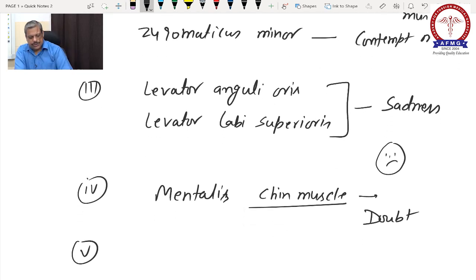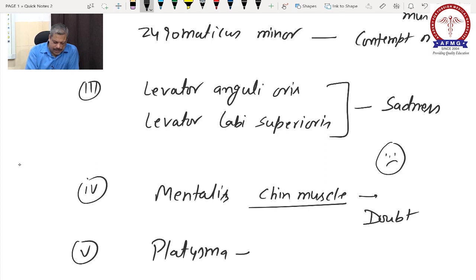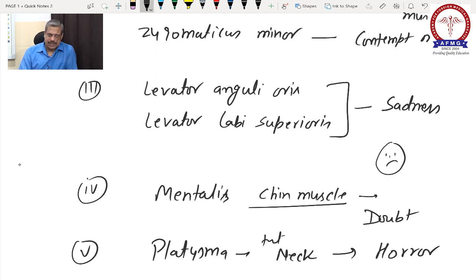And then the next is the platysma muscle. The platysma is the neck muscle present in the neck region. It is inserted over the mandible. Clear? So it is present in the face also, but the main part of this muscle is present in the neck, and it gives an emotional expression known as horror. So the horror muscle is the platysma muscle. These are the important muscles present in the face.